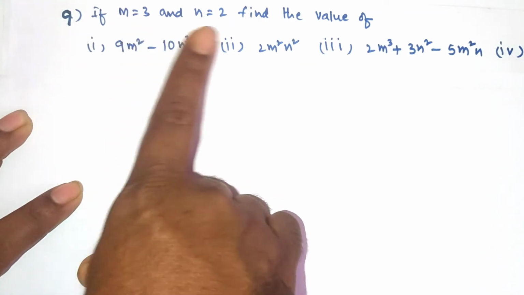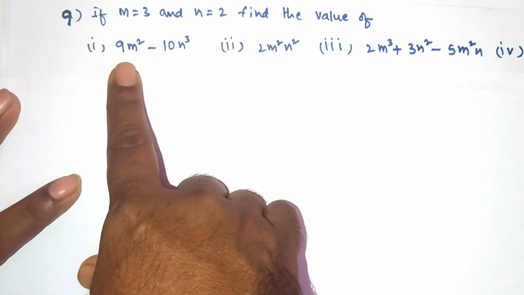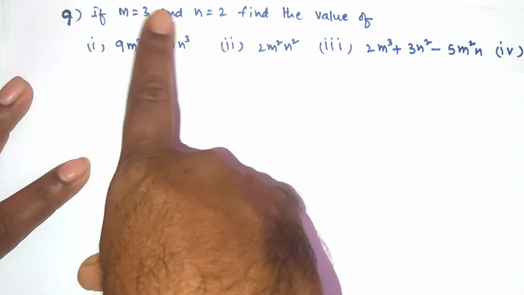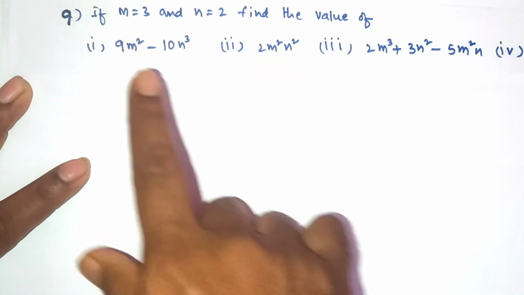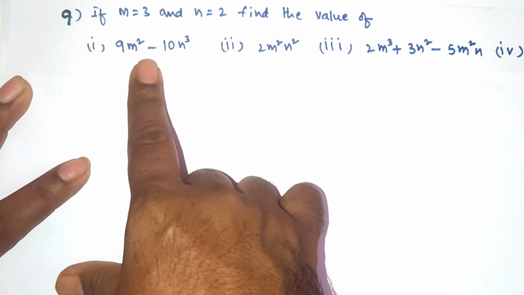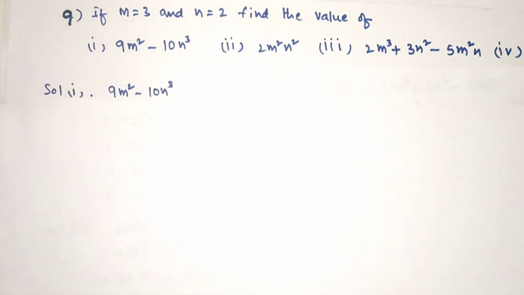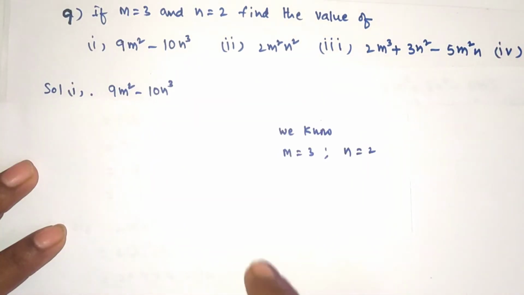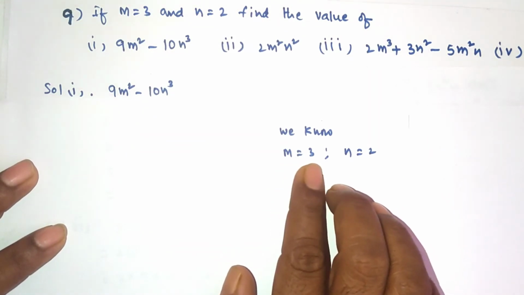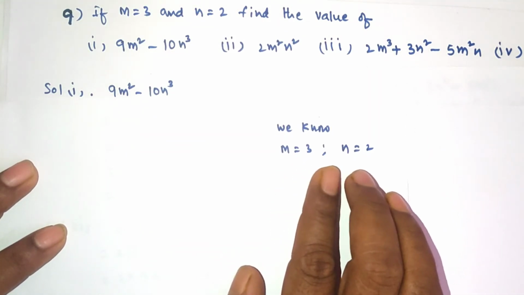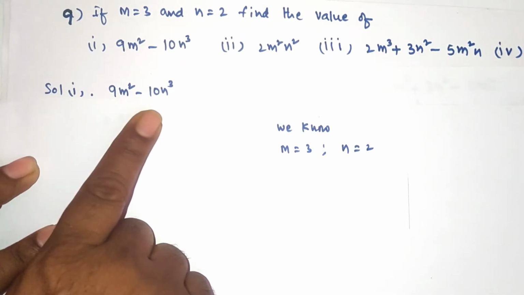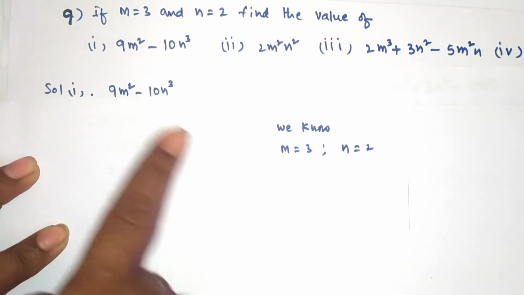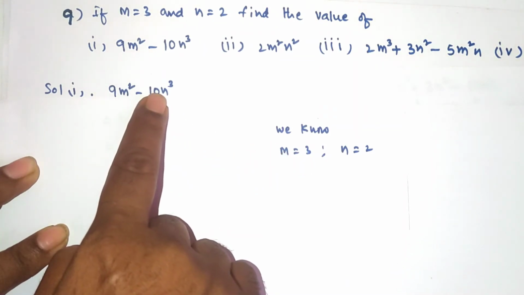Here m value and n value are already given, so we have to substitute the m value and n value and find out the values of all these equations. Let us see how we can find. As told in the question, m is equal to 3 and n is equal to 2. We have to find the value of this equation. What we have to do to find the value of this equation? We have to substitute m value with 3, n value with 2.